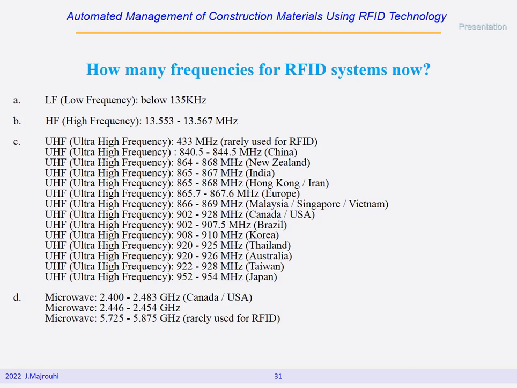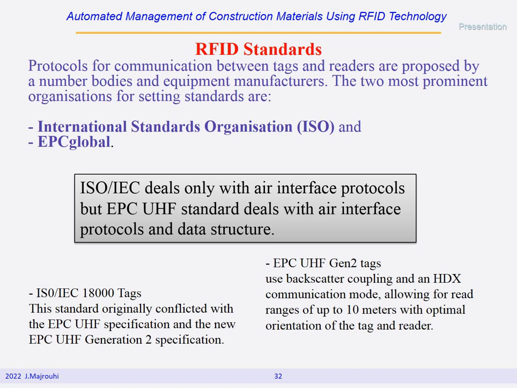As presented, low frequency and high frequency has almost a universal standard for the range of frequencies. But in ultra-high frequencies, each country has its own standard, and microwaves also have different types of frequency range. Protocols for communication between tags and readers are proposed by a number of bodies and equipment manufacturers. The two most prominent organizations for setting standards are International Standards Organization (ISO) and EPC Global.